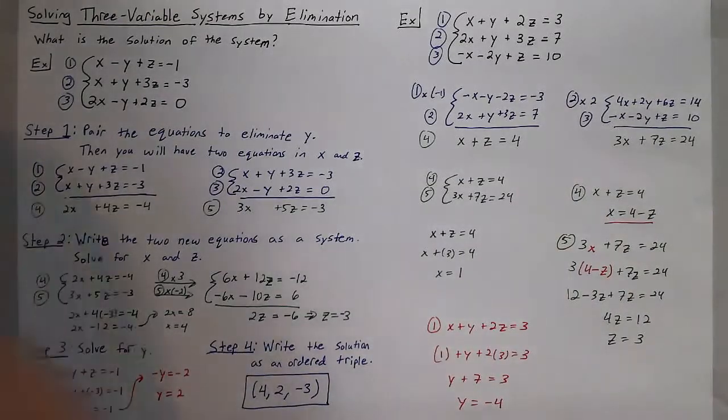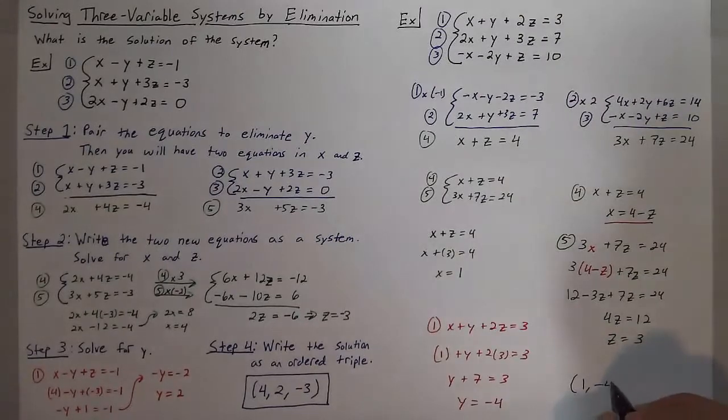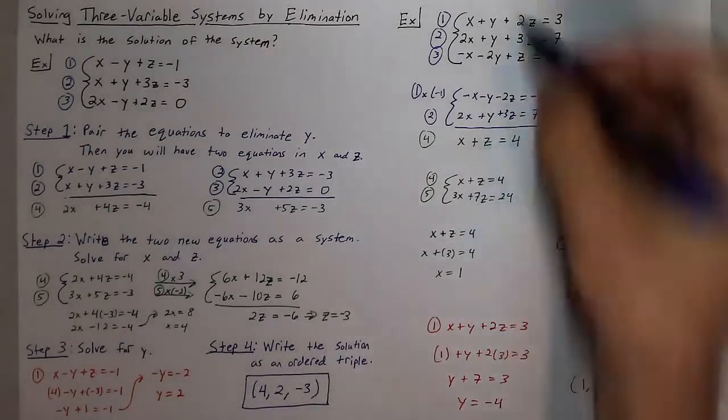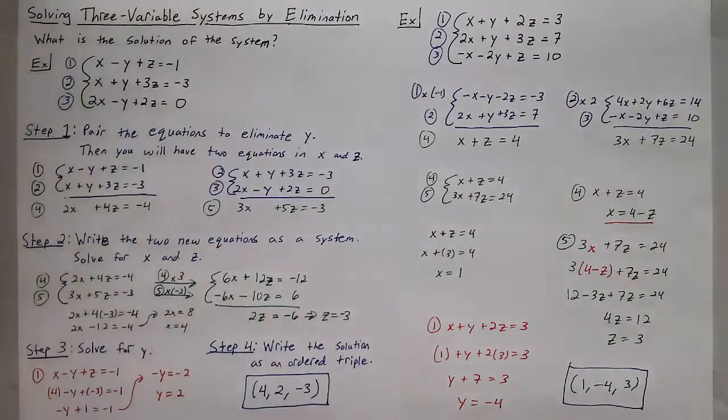And our final solution will be 1, negative 4, 3. That will be the solution to the system. And that is how you solve 3 variable systems by elimination.